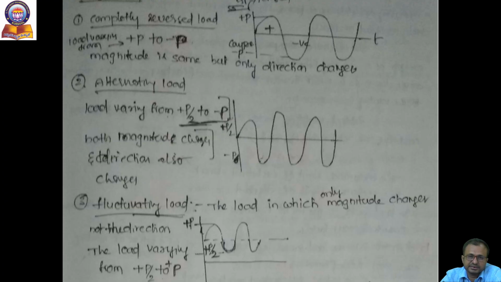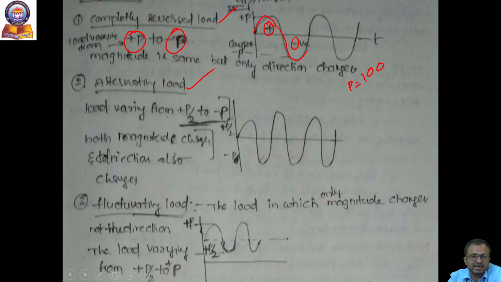Some different types of loads. Here we see completely reversed load. Completely reversed load is nothing but the load varying from plus P to minus P. Its magnitude is the same; in case the P value is 100, so 100 megapascals or so. But here the direction is changing, only direction is changing, magnitude is the same. That is nothing but a completely reversed stress cycle.